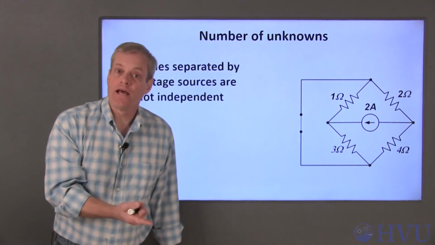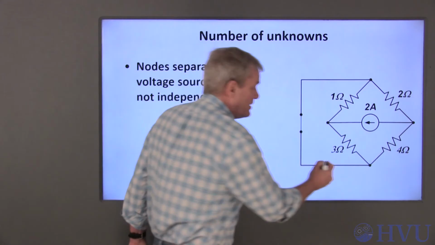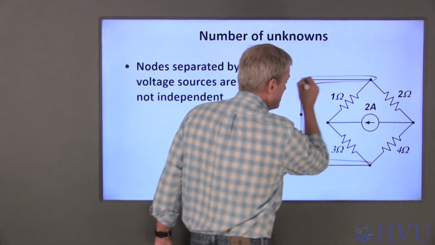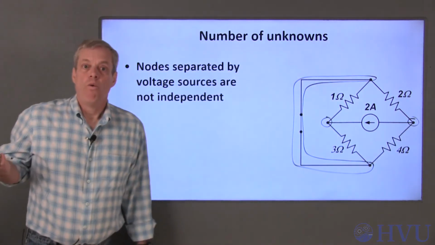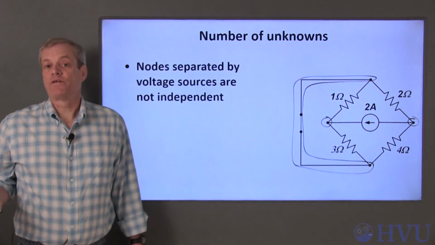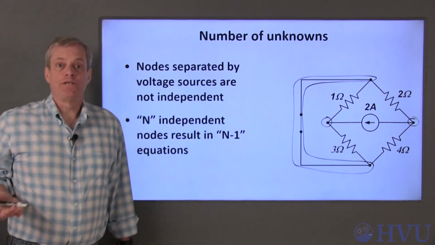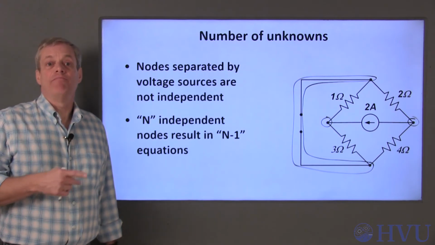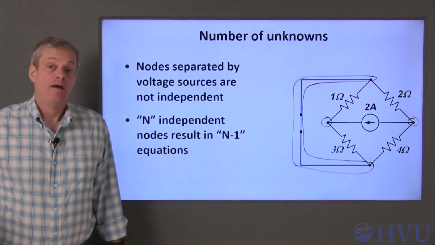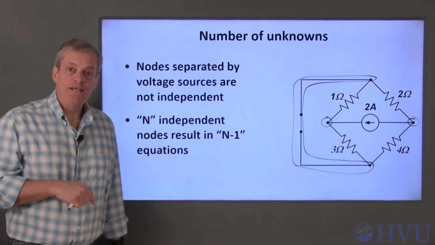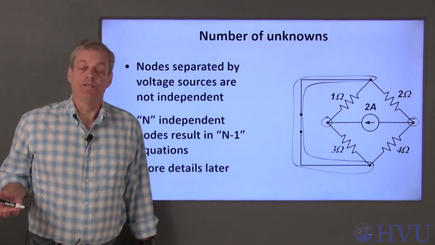Now the nodes on either side of the voltage source are combined into a single node. For this example, I end up with nodes here, here, and here. One of these will be a reference node, which means the circuit has two independent nodes. So if killing the sources results in n nodes, you end up with n minus 1 independent nodes, since one of these nodes will become your reference node. Therefore, you need to write n minus 1 equations governing the circuit. I'll provide more information about actually writing the equations in a later video.